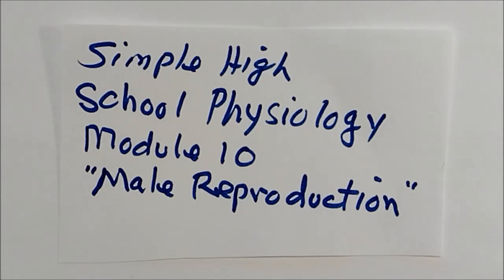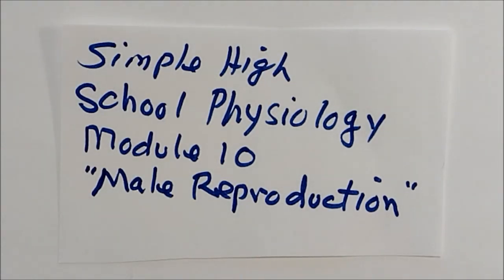Now, it's fairly common in textbooks to put the reproductive system at the end. I'm not sure why, but I guess it's because you're creating another person instead of yourself. But since this course is oriented toward 9th and 10th grade students, I thought we wouldn't wait till the end. We'd just cover the male today, and the next module, Module 11, will cover the female.